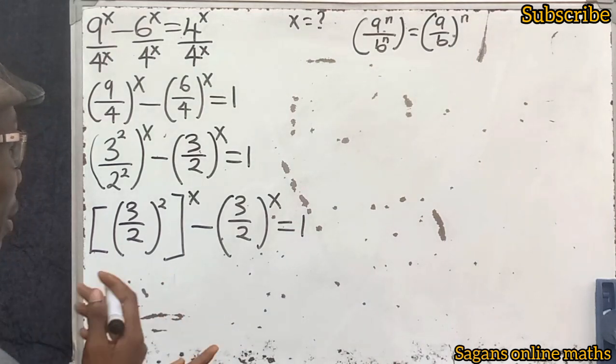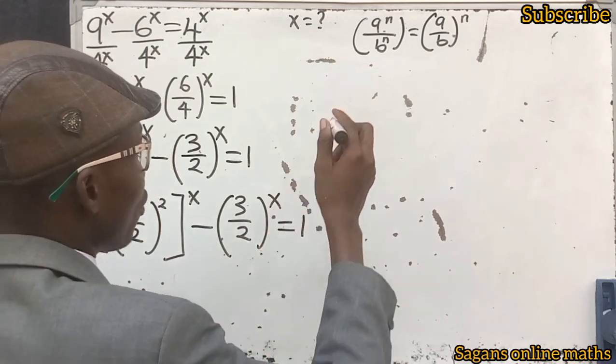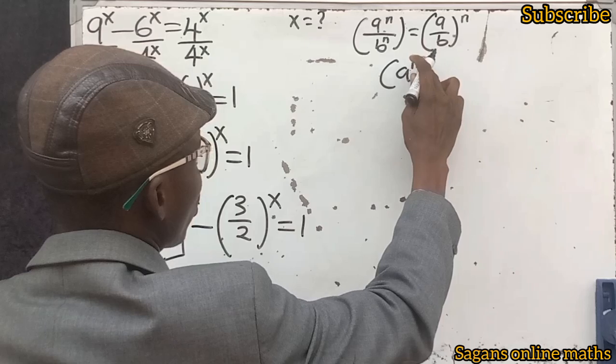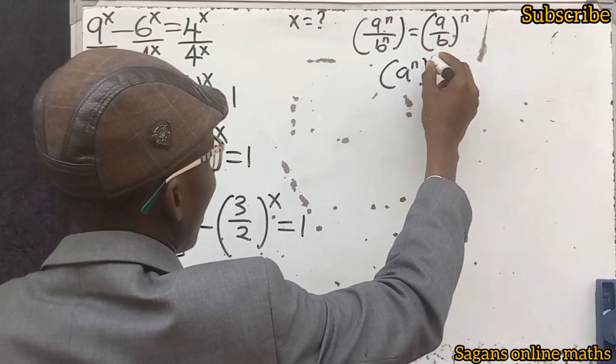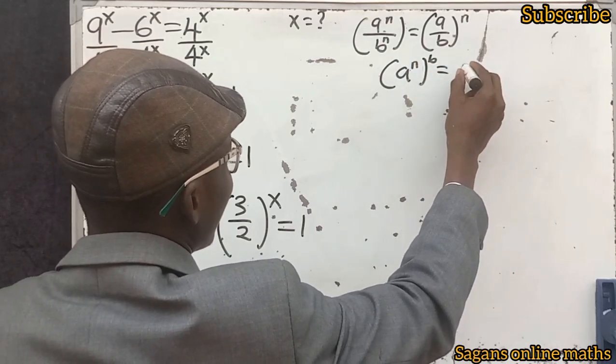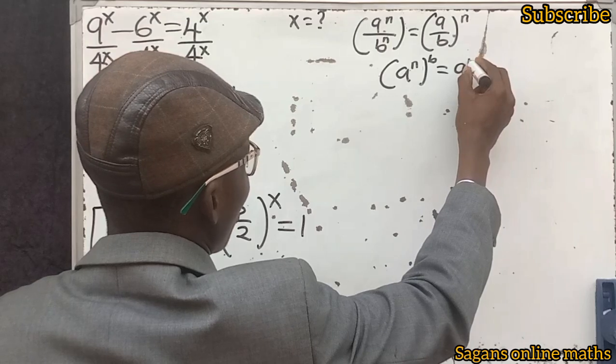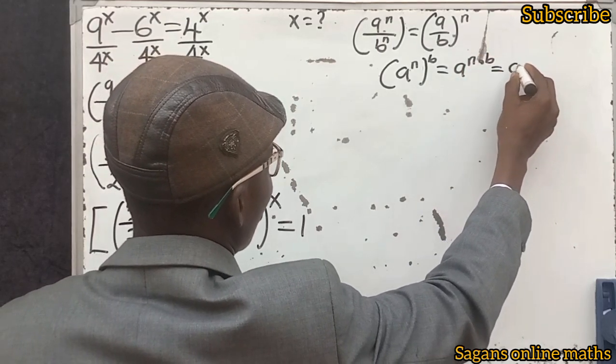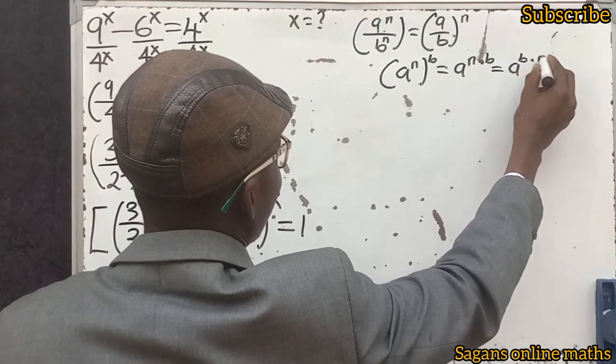Very interesting. Now, let me draw your mind to one of the properties of indices. If we have A to the power of n all to the power of B, this equals A to the power of n multiplied by B, or A to the power of B multiplied by n.